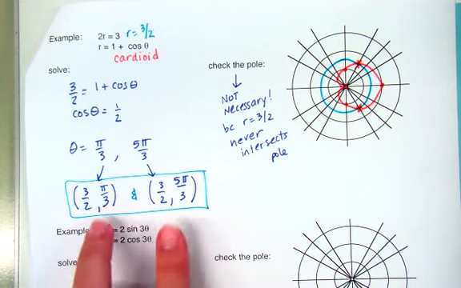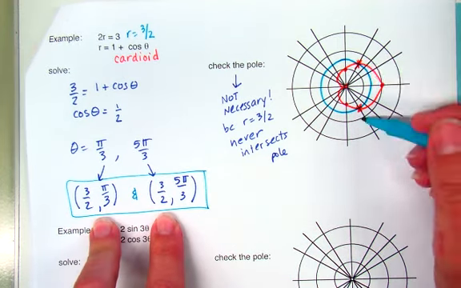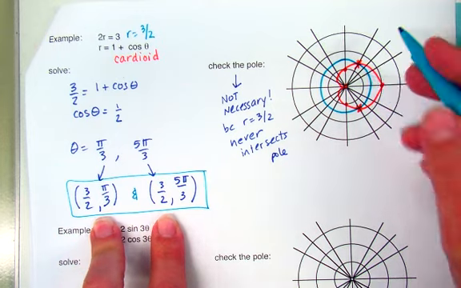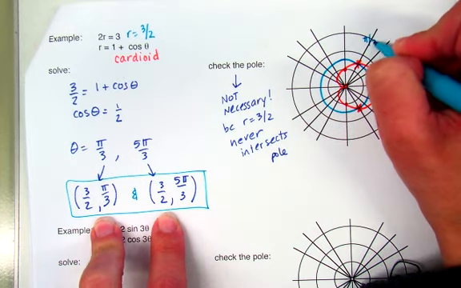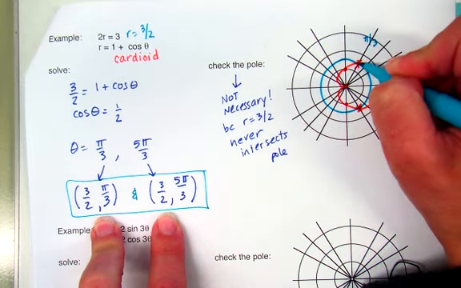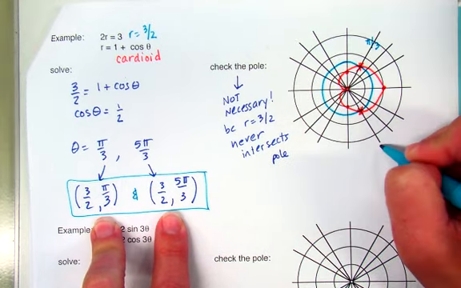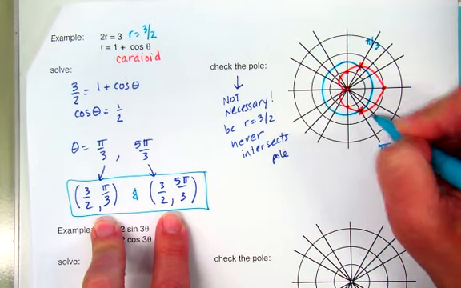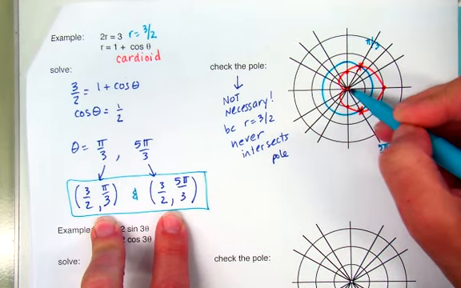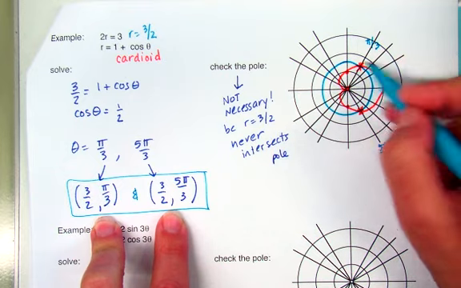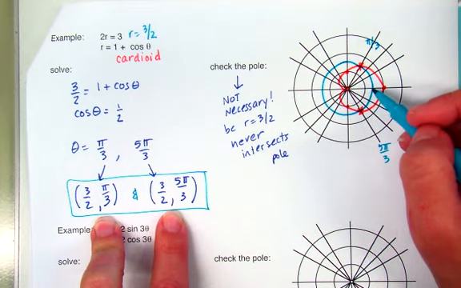All right, do these two answers correspond with the two we see here? Well, this is pi over 3. It's supposed to be at 3/2, so that looks pretty good. And this is 5 pi over 3, and again, it looks pretty good. You don't have to worry about the pole since the blue circle doesn't even go through the pole at all.